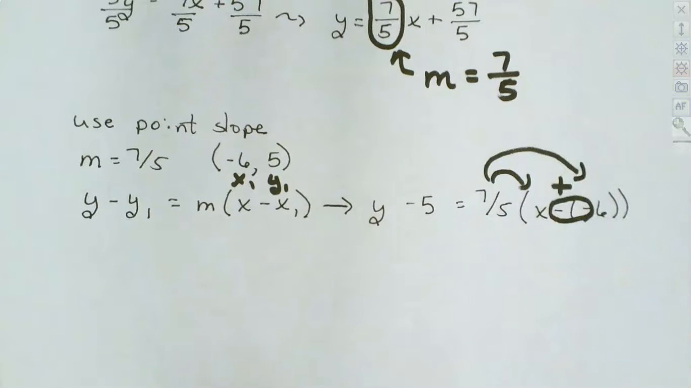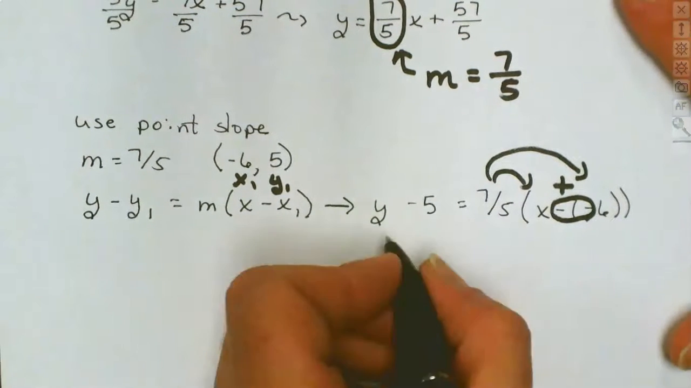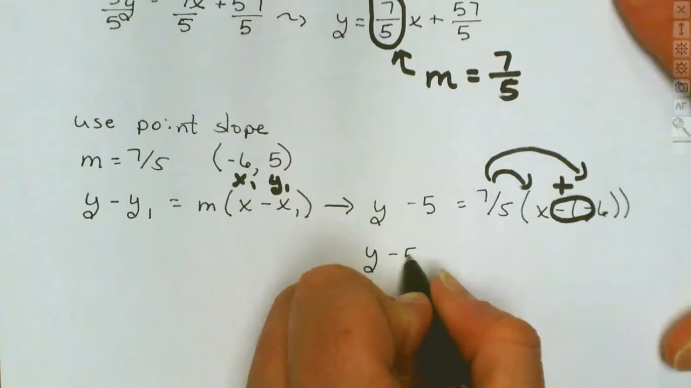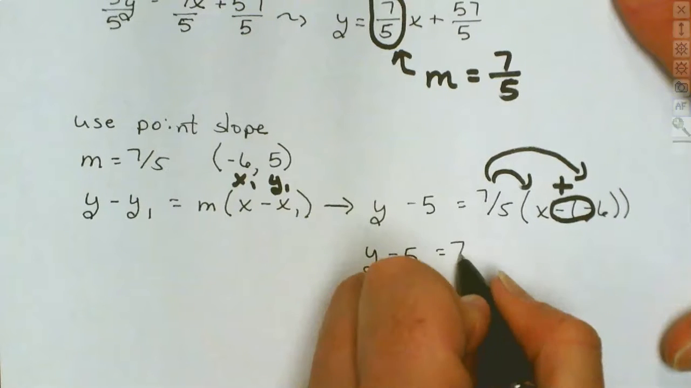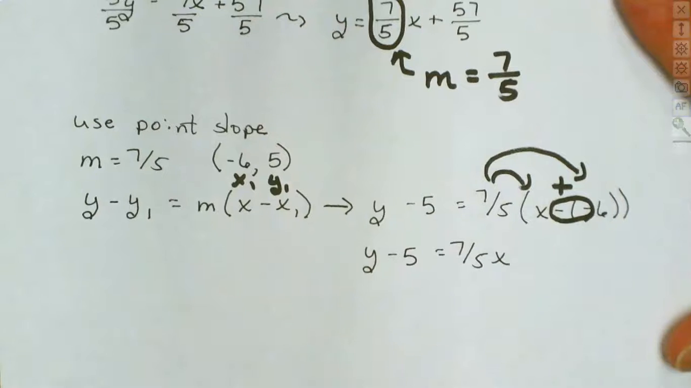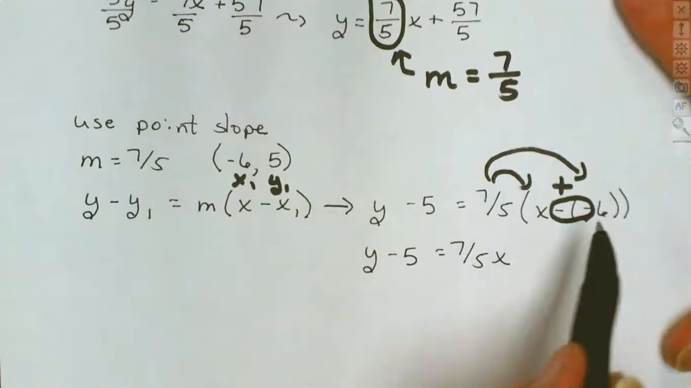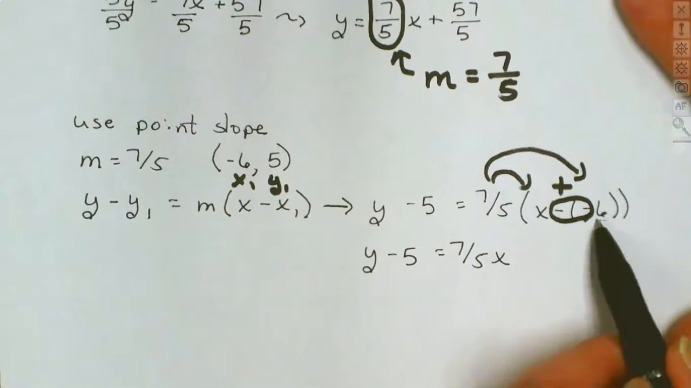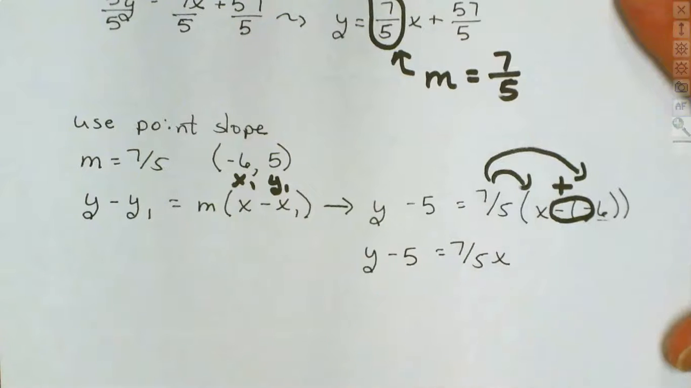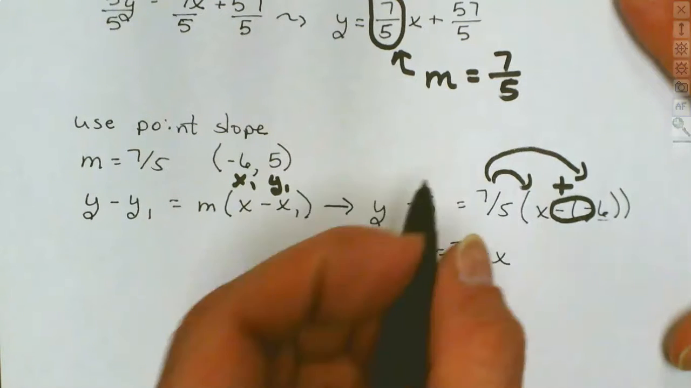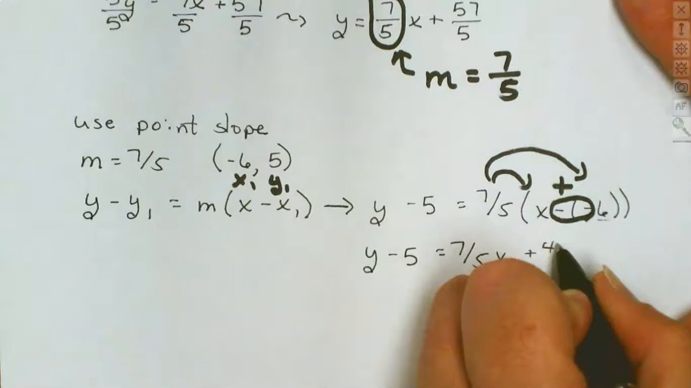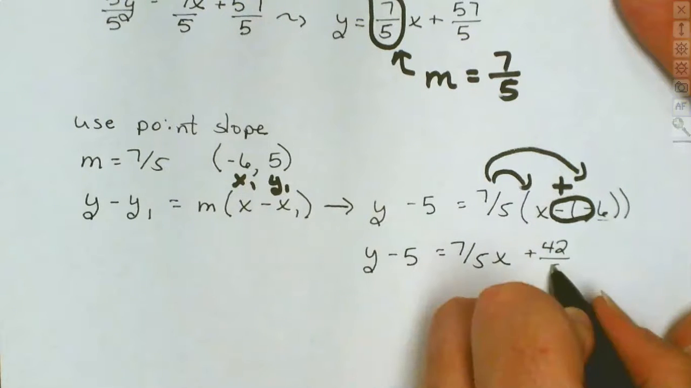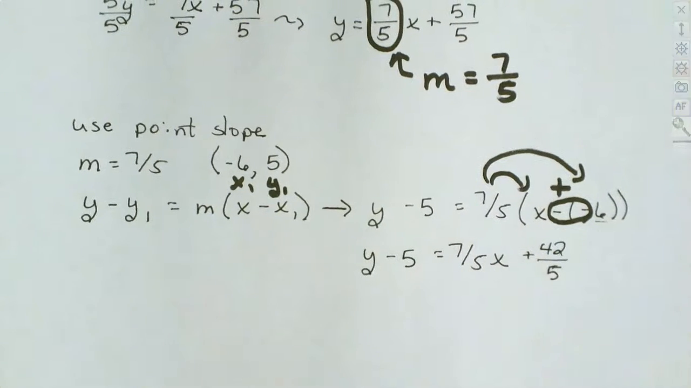And then we'll go ahead and distribute through. So now we are left with y minus 5 equals 7/5 x. Now, what about this 6? Well, this 6 is like a 6 over 1. So multiply our numerators. So 7 times that 6 there, that makes it a 42 over 5. So that's what we did there. We just multiplied through.